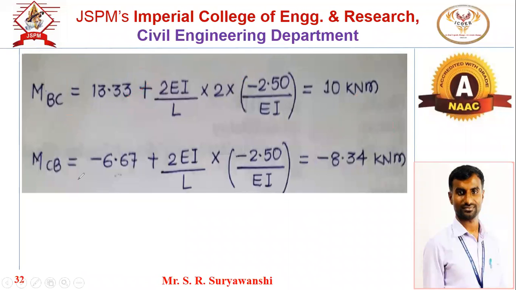Then M_CB. Put the corresponding values of M-bar_CB plus twice of EI by L, twice of theta C plus theta B. So you will get the answer as minus 8.34. Minus means clockwise moment. So these are the final end moments for the given beam. Next, we have to draw the superimposed BMD. Just focus on the superimposed BMD, and the same funda we have to apply what we have studied in the slope deflection method. You can refer to those videos or the PPT for the superimposed BMD.